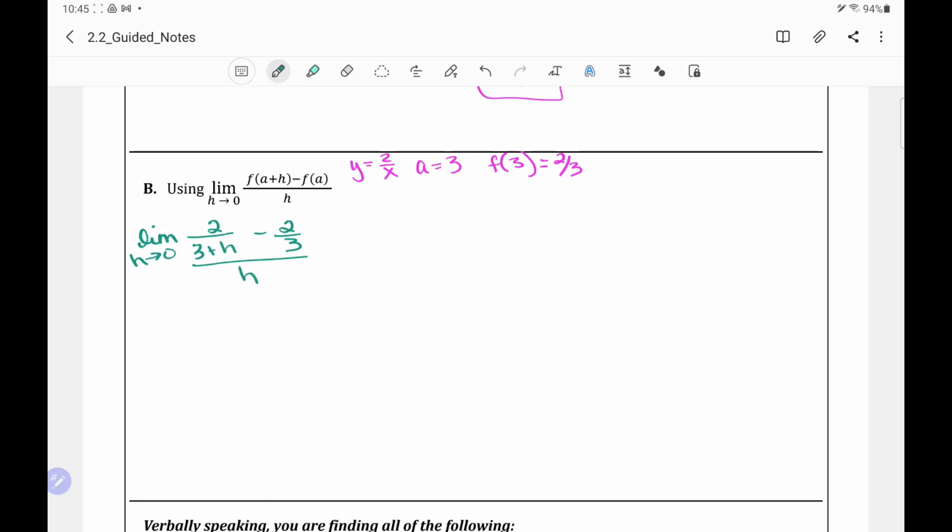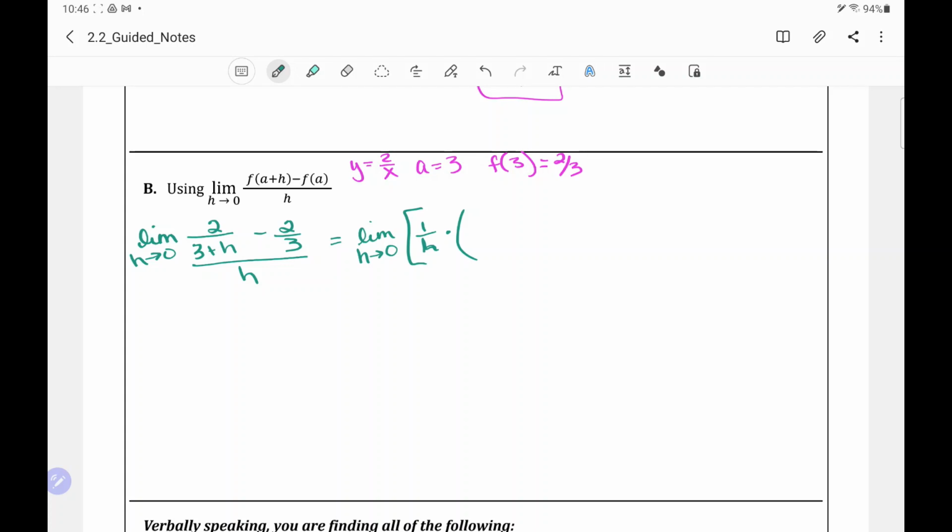So this one looks a little bit different, but not really too much. On this one, because of the way that the h is just in the denominator, I'm going to go ahead and separate that out and deal with the 2 numerator fractions first. I'm going to pull out my 1 over h and then have it written like this. I've got 2 over 3 plus h minus 2 over 3.